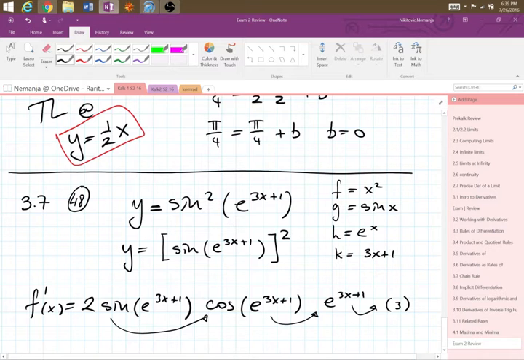And now I'm going to actually just color-code them a little bit. This is the derivative of x squared. This is the derivative of sine x. This is the derivative of e to the x. And this is the derivative of 3x plus 1.